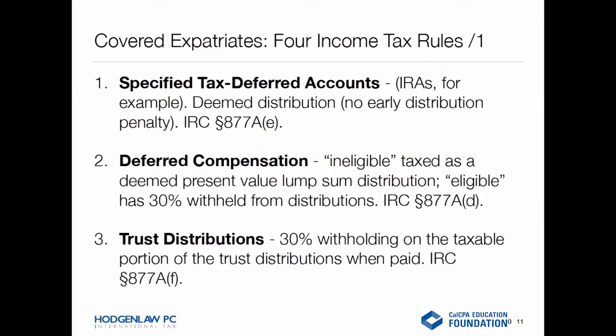Deferred compensation. Anything that goes into the category called ineligible deferred comp will be taxed as a deemed present value lump sum distribution. And then anything that goes into the category for eligible deferred comp gets a 30% withholding as distributions are made. Trust distributions also get a 30% withholding on the taxable portion of trust distributions when paid.